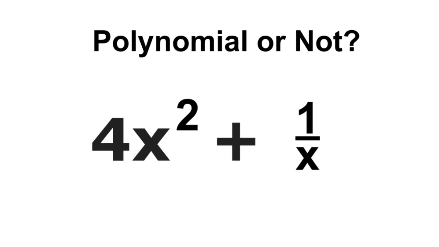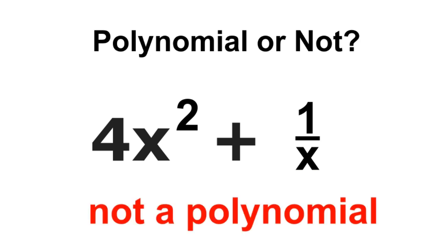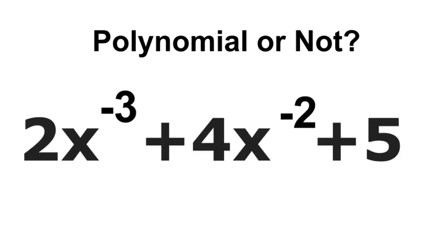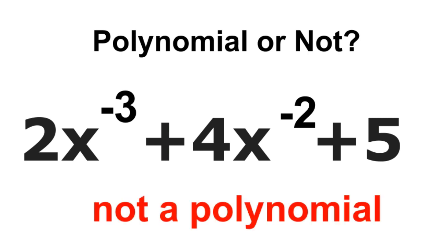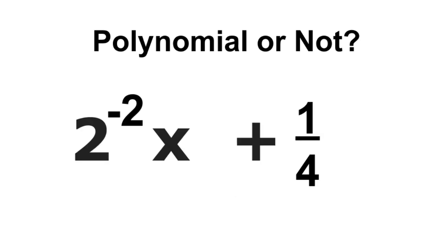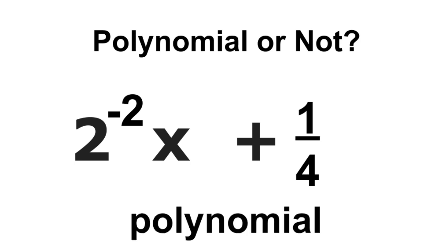4x squared plus 1 over x. Not a polynomial. 2x to the negative 3 plus 4x to the negative 2 plus 5. Not a polynomial. 2 to the negative 2x plus 1/4. Polynomial.